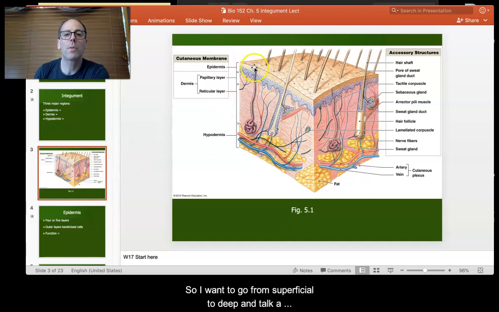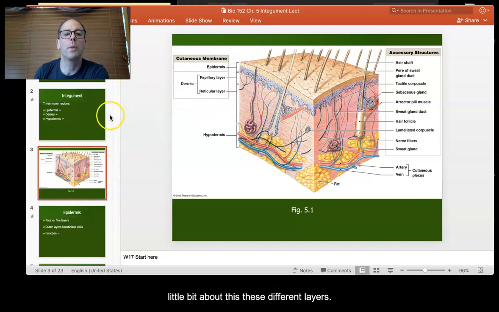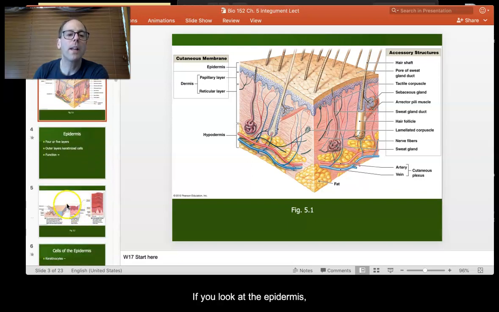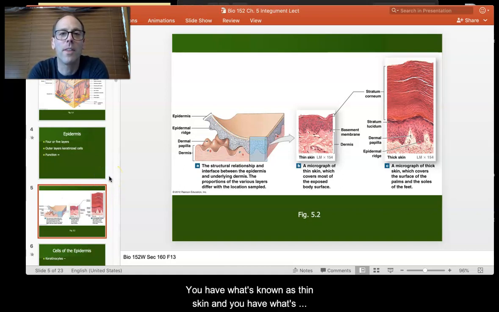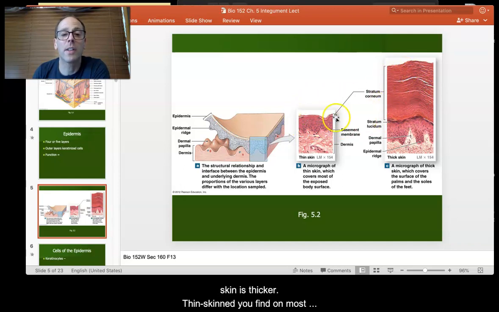So I want to go from superficial to deep and talk a little bit about these different layers. So if you look at the epidermis, you actually have two kinds of epidermis. You have what's known as thin skin, and you have what's known as thick skin. This is showing you two images of thin skin and thick skin. You definitely see the thick skin is thicker.